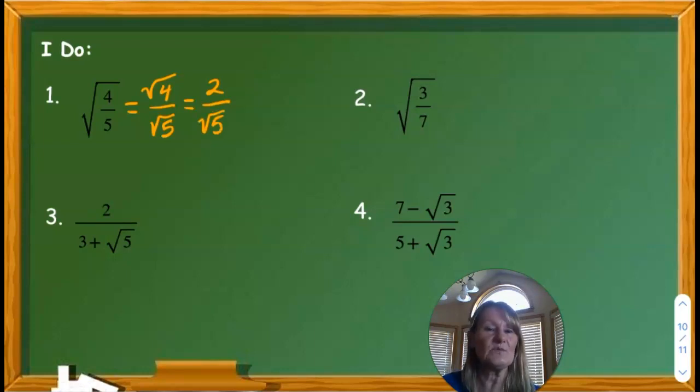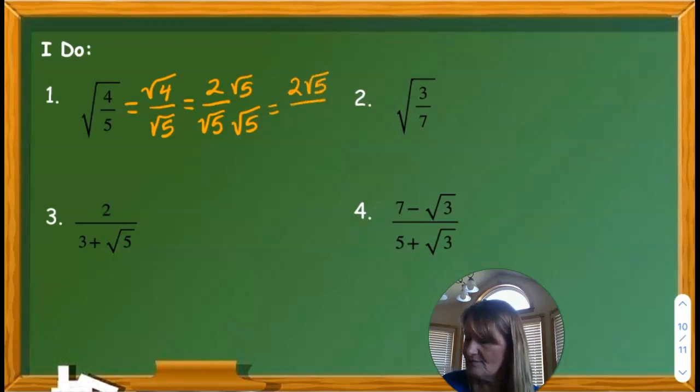Now I'm back to just what I showed you earlier. So we need to rationalize this. We're going to multiply both numerator and denominator by the square root of 5. So I get 2 square root of 5 over 5. Okay, see how that worked?